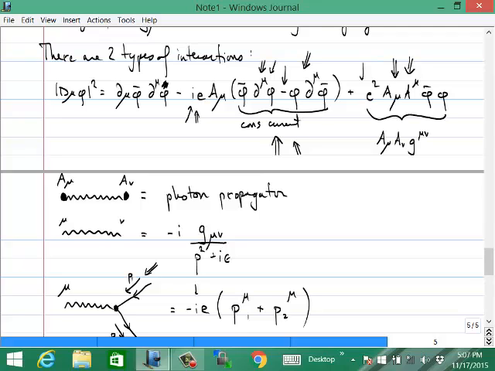Okay. The i's came from canceling the i's in the action, right? Well, the overall i's came from the action. The fact that each interaction vertex gets an i is because you take the exponential of the action and literally expand it out, and every time you pull down a factor of the action, there's an i in front.